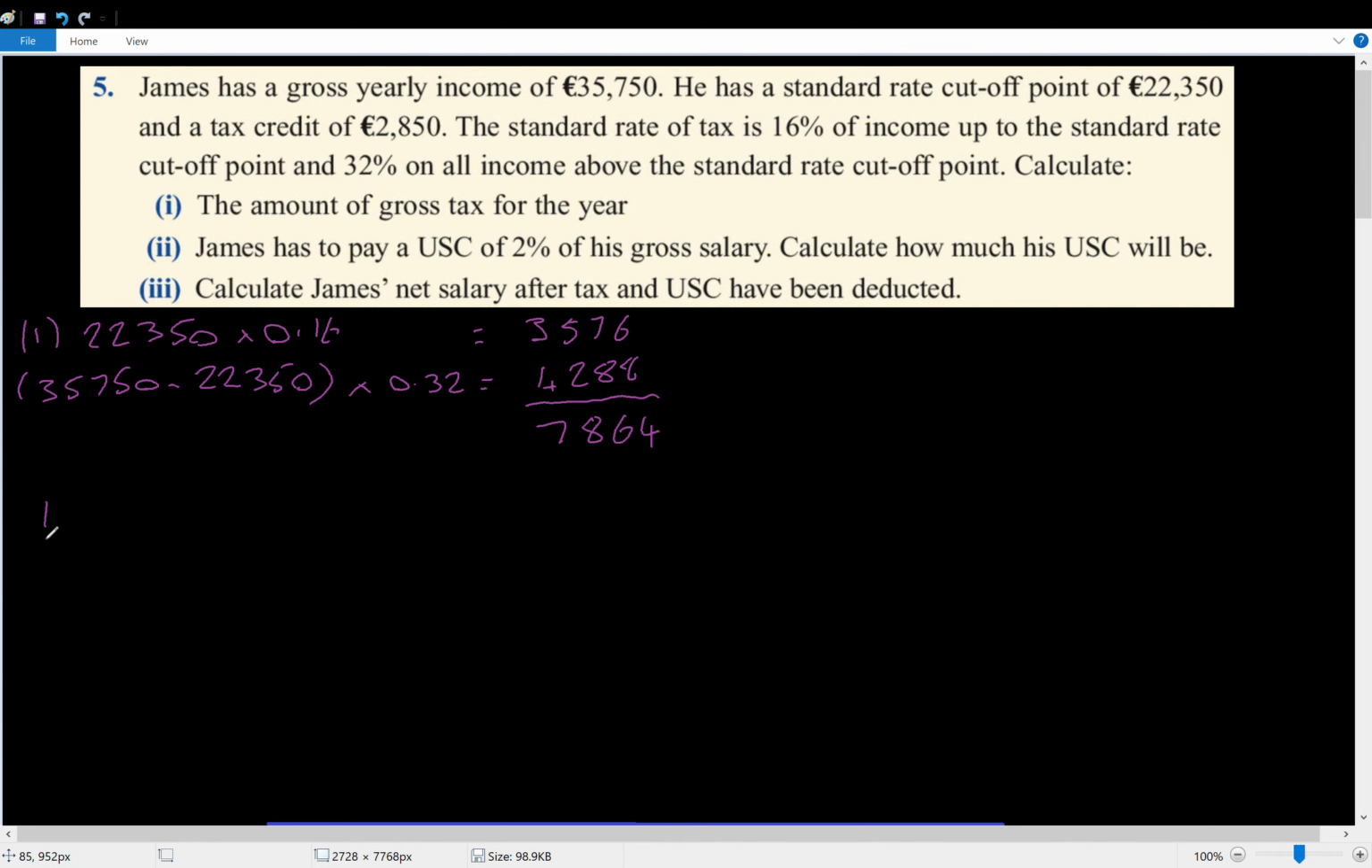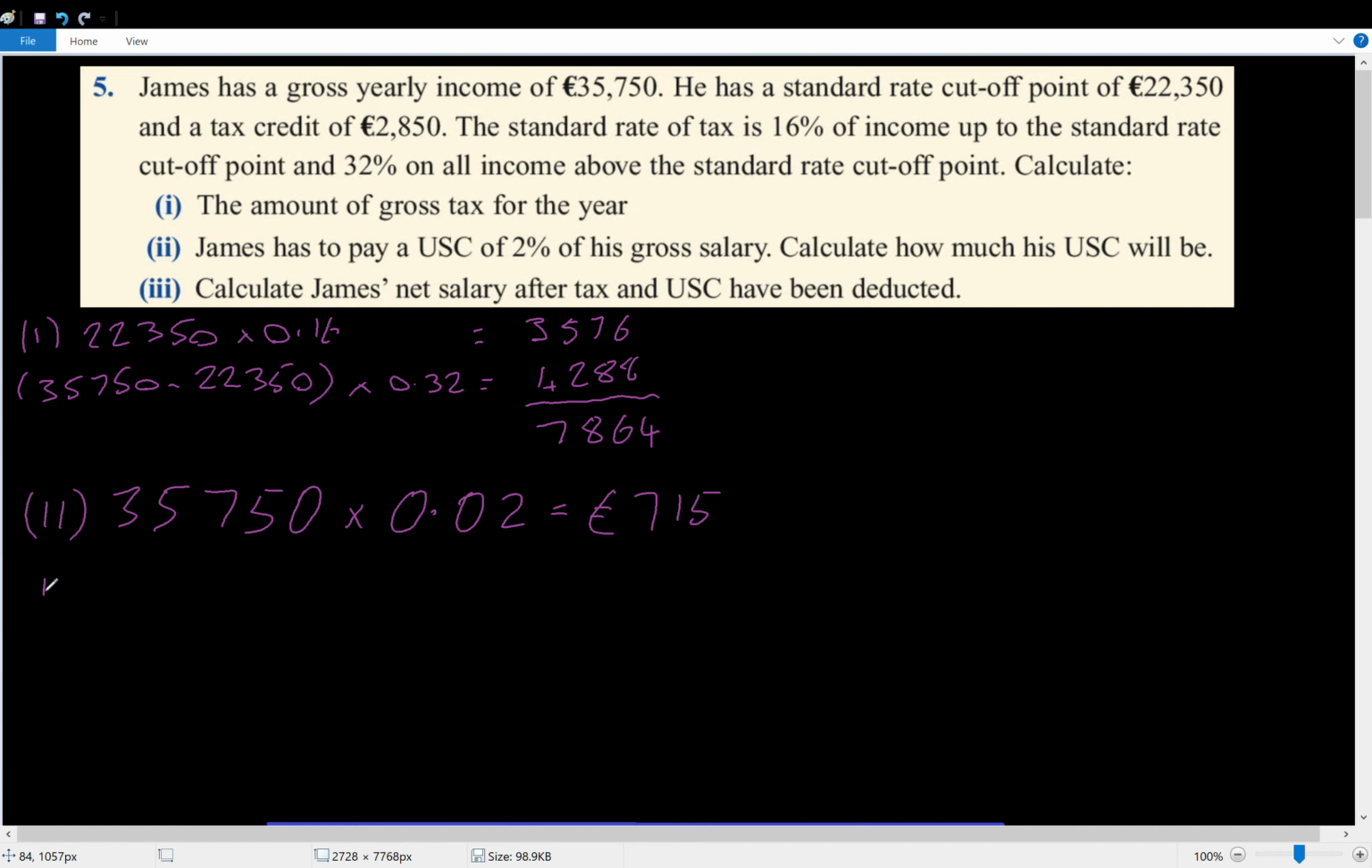Now, for part 2. James has to pay a USC of 2% on his gross salary. How much will the USC be? Right, well, his gross salary is 35,750. He has to pay 2% on that, so we're going to multiply that by 0.02 to get his USC, and that's going to give us 715. And that's it for that one.